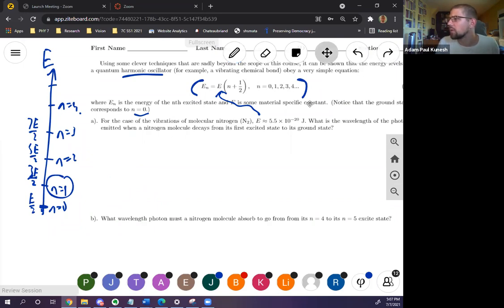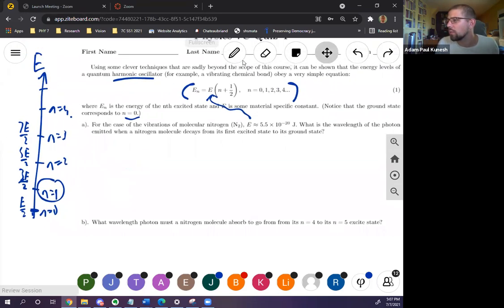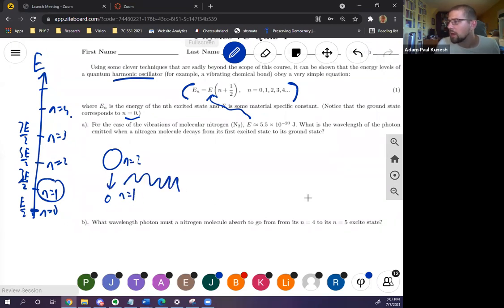Okay, but so functionally, all we need to do is figure out the energy. So this is the n equals 2 state, and let's say it decays to the n equals 1 state. It's going to emit a photon. So we want to figure out the wavelength associated with that photon. Now, where does that photon get its energy? This is what's called the photoelectric effect.